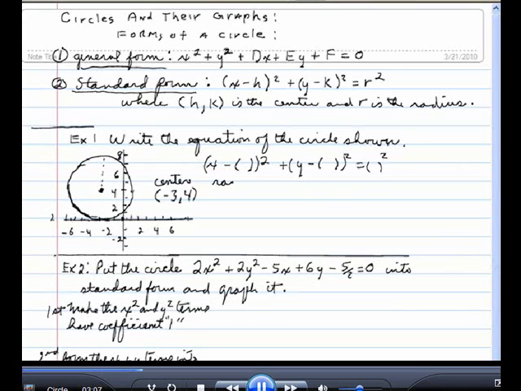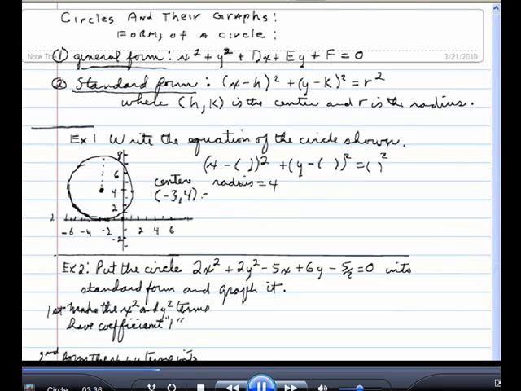The radius is 4, and I can see that because from the center to the bottom of the circle is 4, from the center to the top of the circle is 4, from the center to the right of the circle is 4, etc. So the radius is 4, and we're ready to plug into our formula.